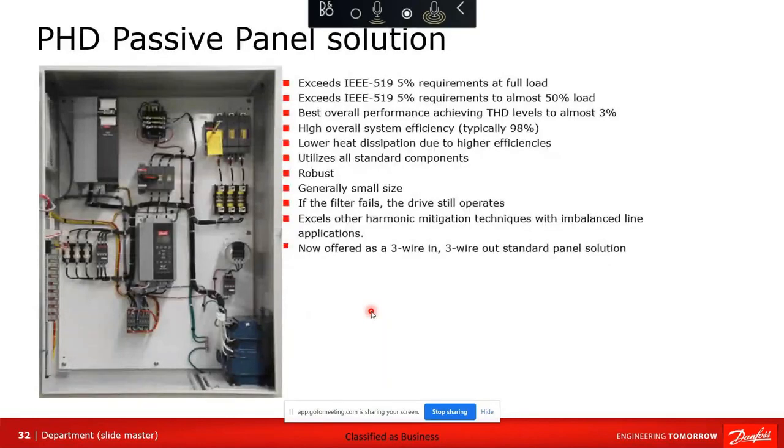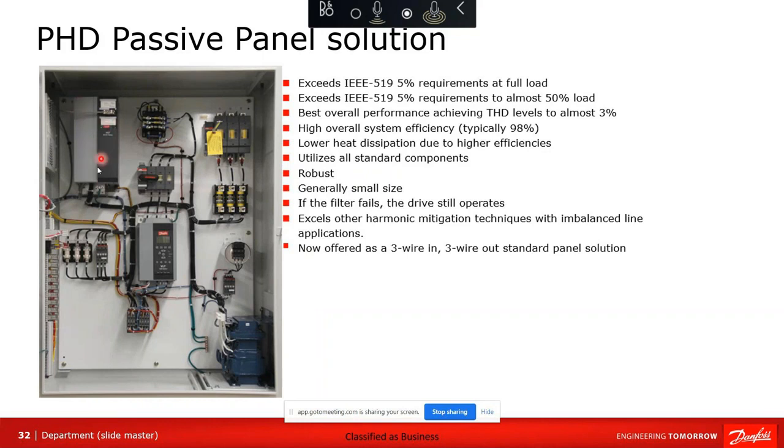Personally, that's my preferred system. And it's so much my preferred system that we actually packaged an offering, we didn't really develop it, we packaged it, that we call a PHD, which is a passive harmonic drive or a preferred harmonic drive. And here's what it looks like.